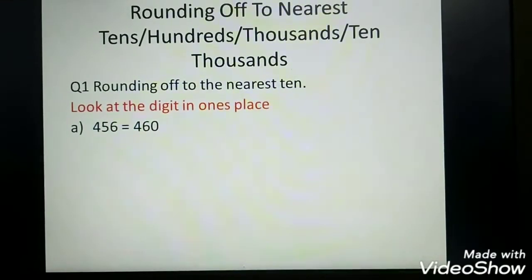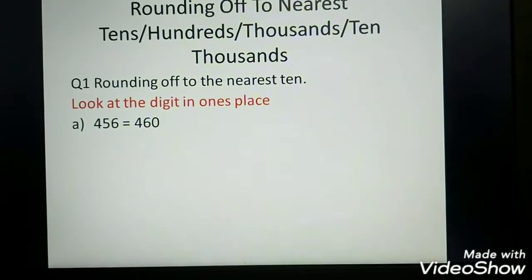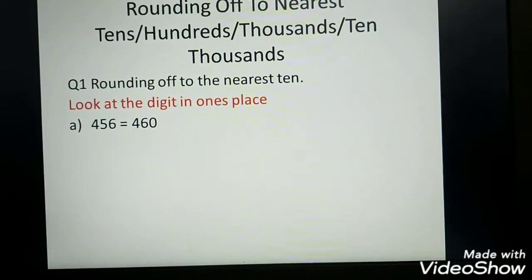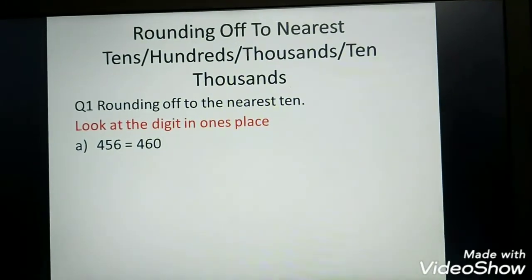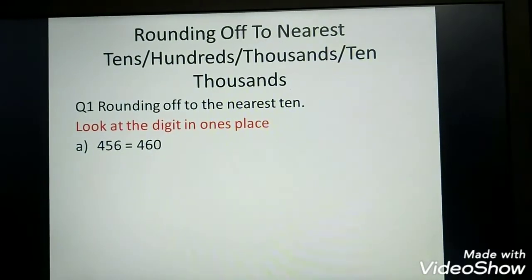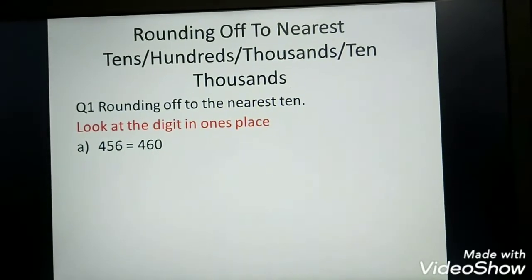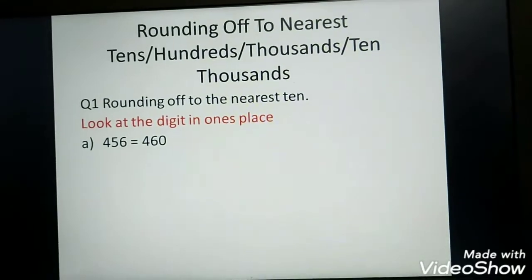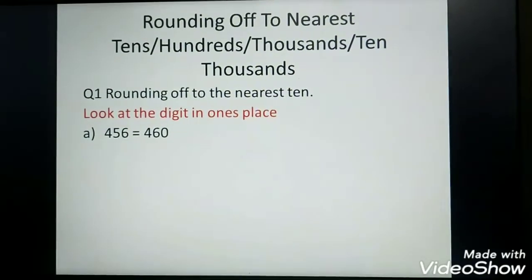So here comes the first question, 456. Now see, look at the digit in ones place. It is 6. Now if the digit in ones place is equal to 5 or greater than 5, then you will increase the digit in tens place by 1, and if the digit in ones place is less than 5, then the digit in tens place will remain as it is. Now here, the digit in ones place is 6. So 6 is greater than 5, so that is why you will increase 5 by 1 and you will replace the digit in ones place by 0. So the required answer is 460.